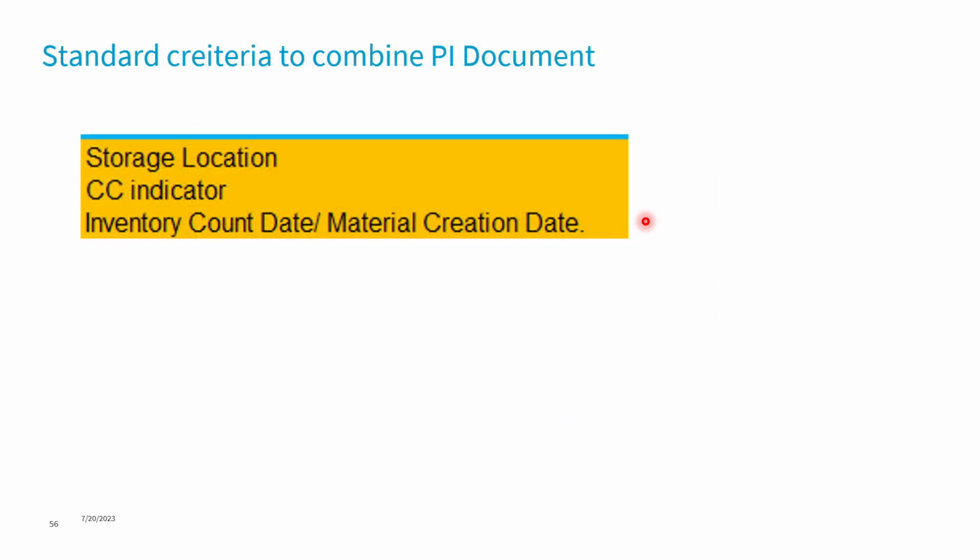After that, the PI document. So, combined PI document. Any document which is created as a part of physical inventory has certain criteria, like what is the storage location, what is the CC indicator set in the material master, whether the inventory count date is already available, or the material creation date, which the system will consider to create the PI document. So this is a very important criteria.